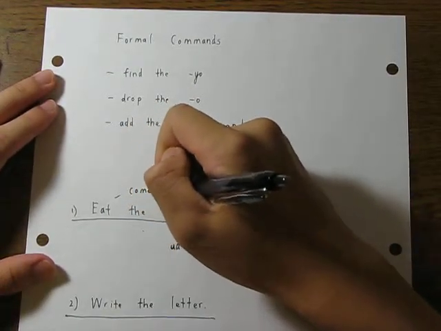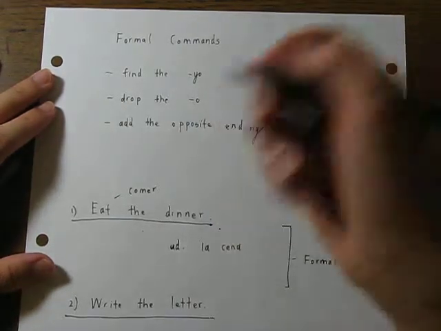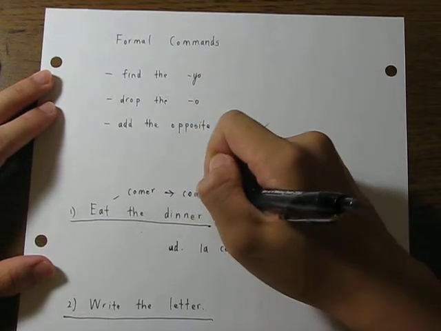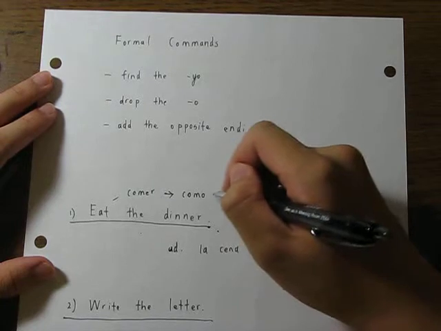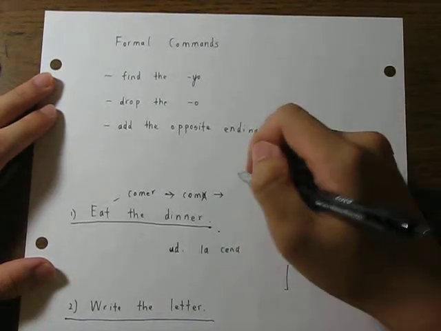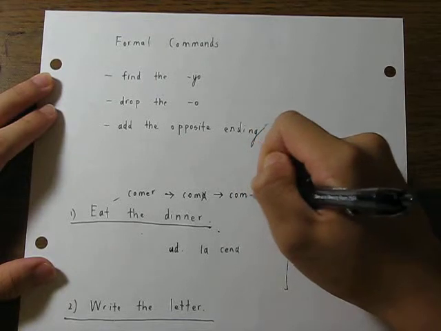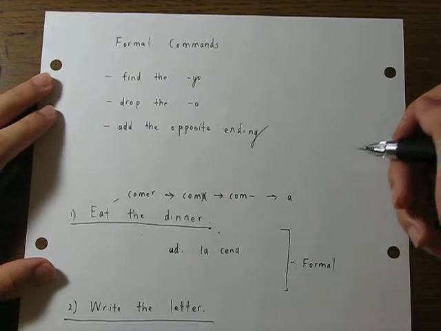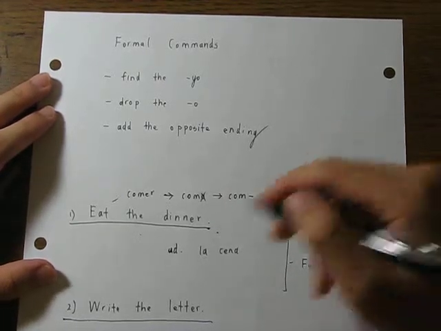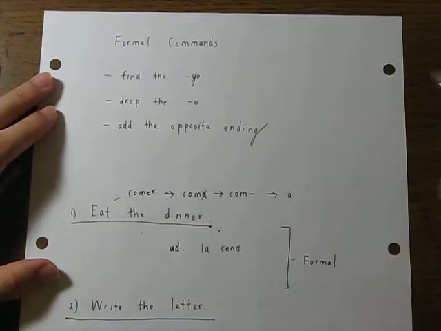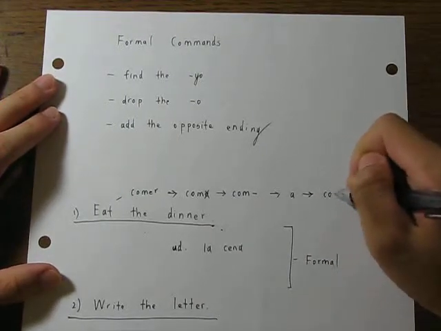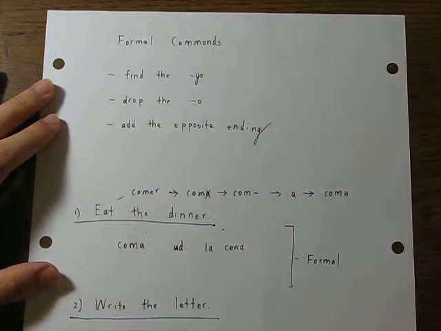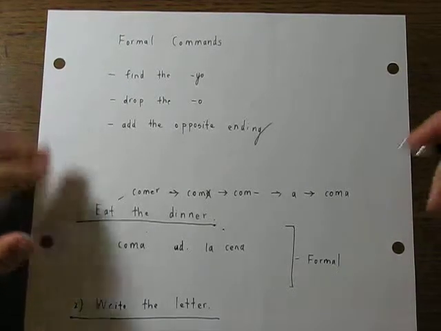Eat is comer, right? So you first find the yo form of comer, which goes to como, right? Then you drop the o, right? So basically you gotta cross out that o, and it becomes com, C-O-M, right? Then you add the a, the opposite ending, because it's an ER verb, you gotta add the a for usted, right? You add the a. So now it becomes coma, right? So coma usted la cena. That's how you say eat the dinner to someone respectful, right?